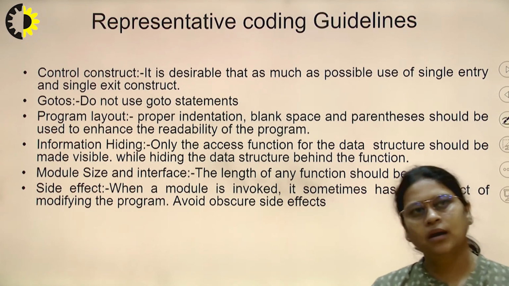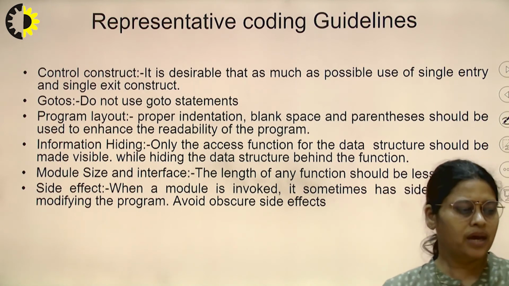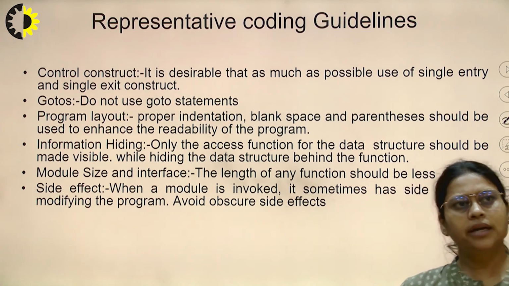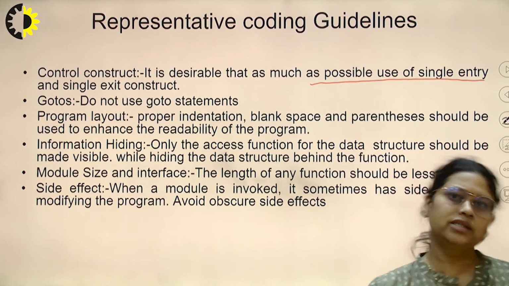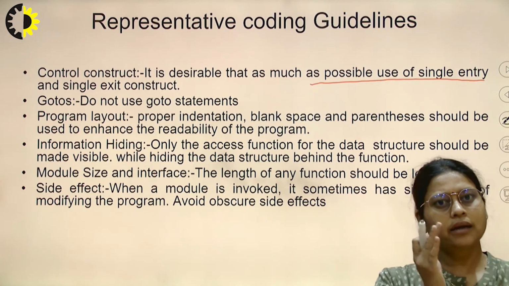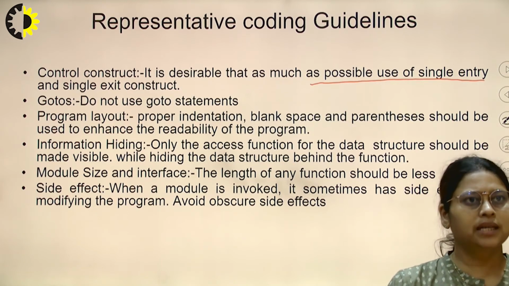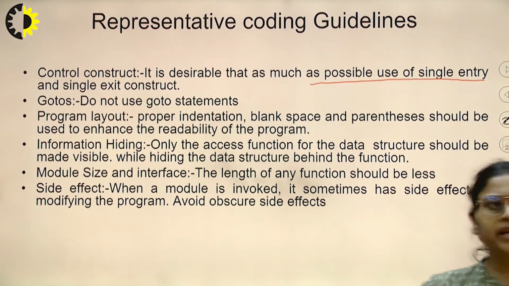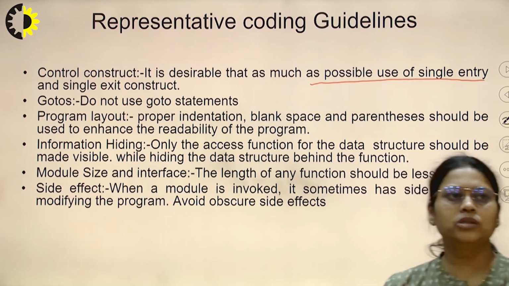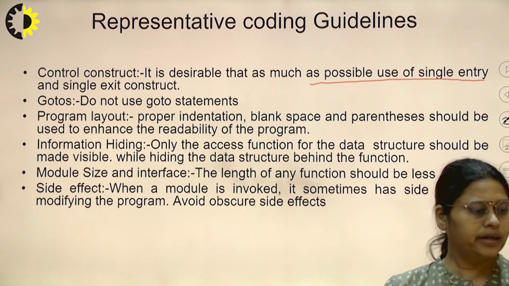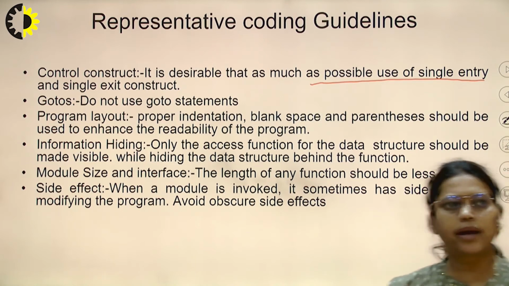So as per the coding standard, there are some coding guidelines which we have considered. For control constructs, it is desirable to make as much use as possible of single entry and single exit. So we have to consider that at the time of coding. Do not use goto statements. Proper layout: we have used a proper layout. Proper indentation, blank spaces, and parentheses should be used to enhance the readability of the program.